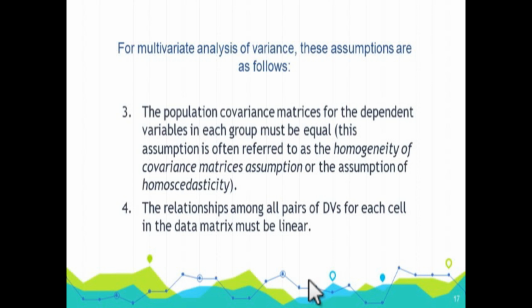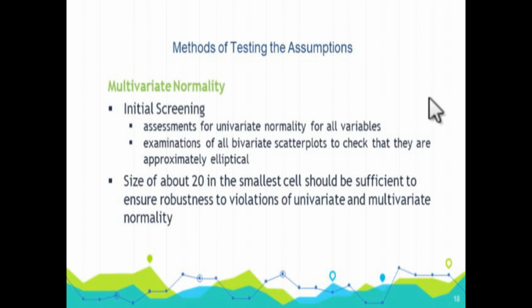As a reminder here, the assumption of independence is primarily a design issue, not a statistical one, provided the researcher has randomly sampled and assigned subjects to treatments. It is usually safe to believe that this assumption has not been violated. In this case, we will focus our attention on the assumptions of multivariate normality, homogeneity of covariance matrices, and linearity. This time, let's discuss the methods of testing the assumptions.